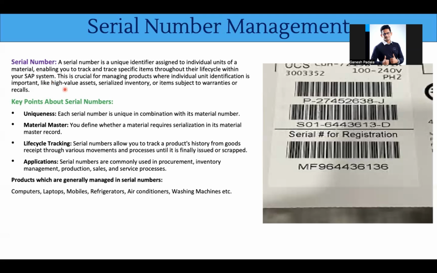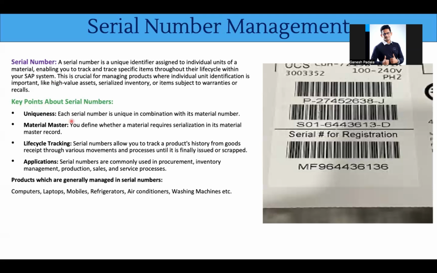The companies can go for this serial number management, widely, for products like the few I mentioned here. So what are the key points about serial numbers? The uniqueness. Each serial number is unique in combination with its material. With respect to the material, it's unique, and the same serial number may be repeated for other materials. So if you want to keep any kind of customized validation, please keep it for the combination of material plus serial number. That will be the valid thing.